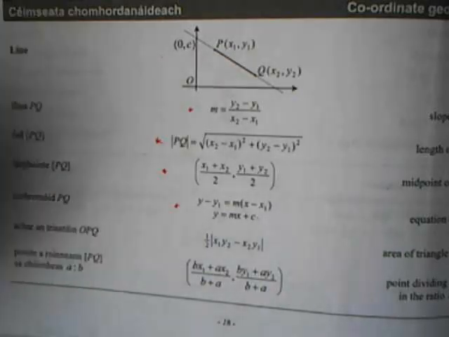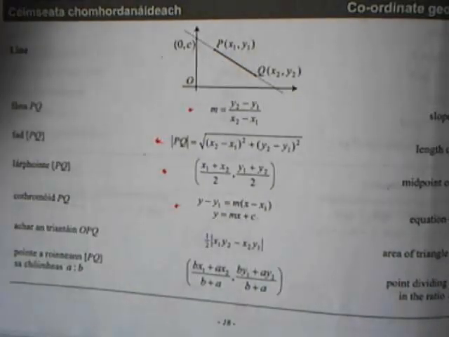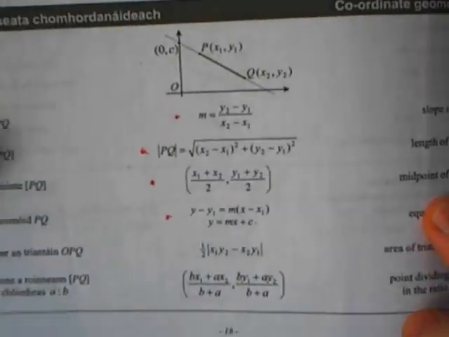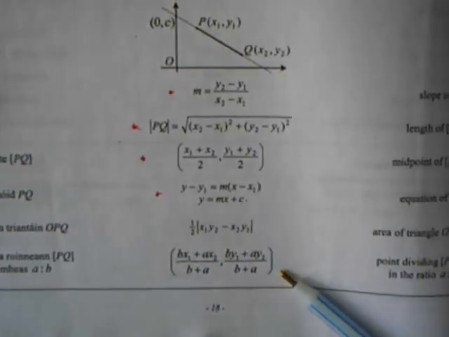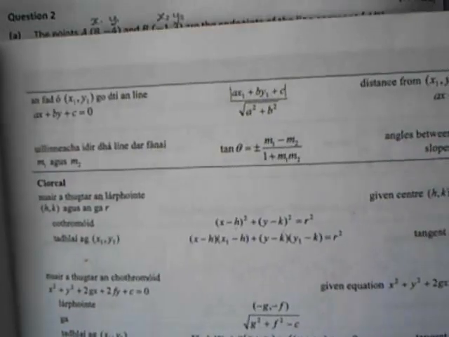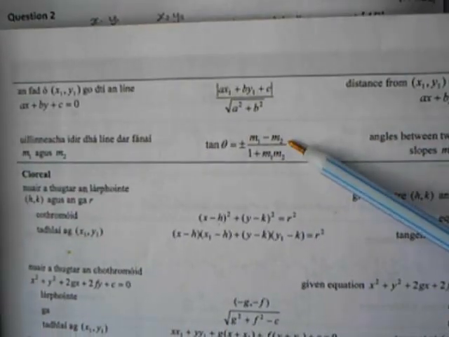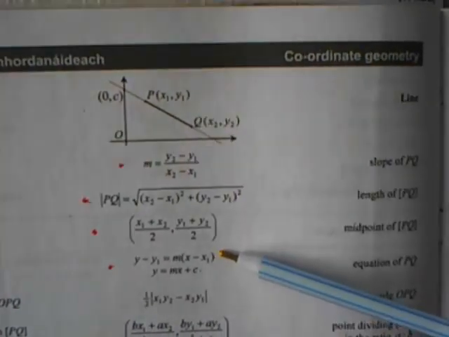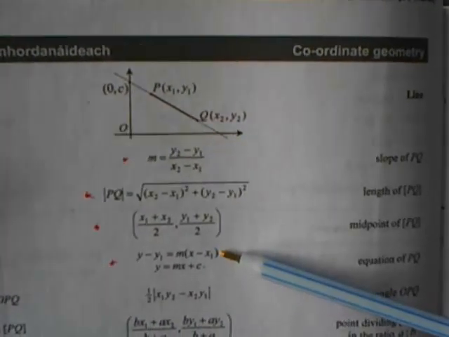Question 2 needs 3 key formulas. You're going to need the ratio formula at the bottom of page 18, the angle slopes formula at the top of page 19, and the equation of the line, middle of page 18, if you don't know it.